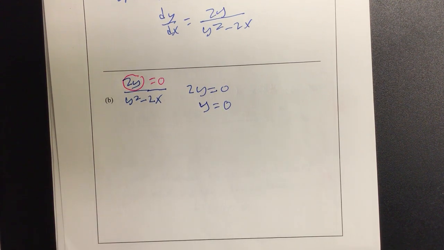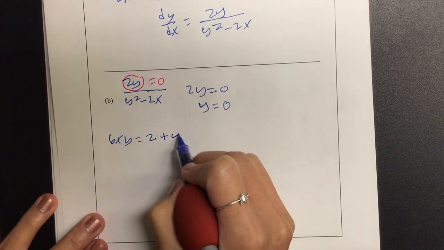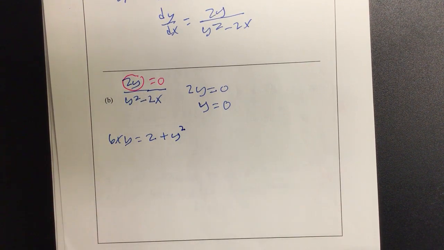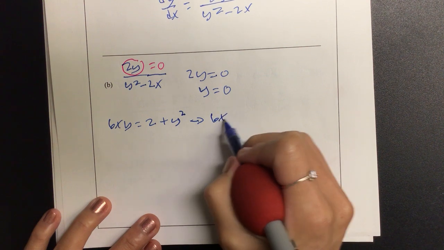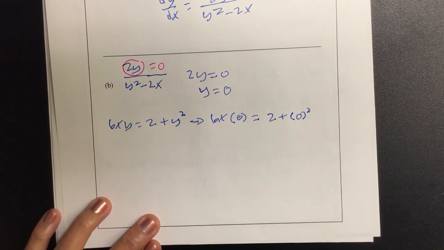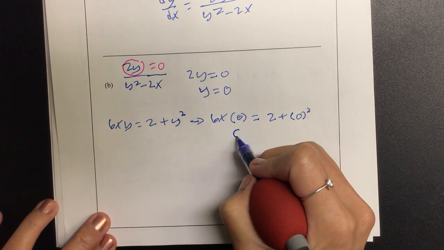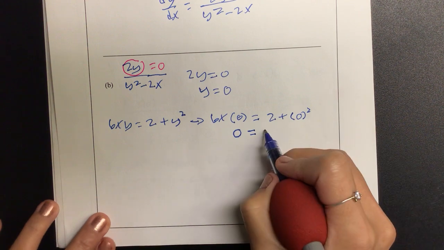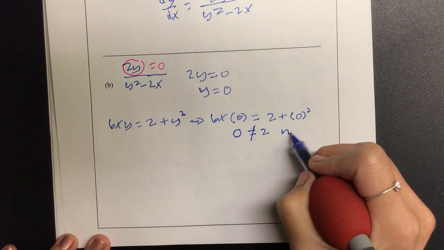And I want to plug that into the original equation. So on the original, I know I have the x, but something magical happens. Let's plug in the y value of 0. So we have 6x times 0 is equal to 2 plus 0 cubed. If I'm multiplying something by 0, do I care about what the x is? No. So my left side of 0 is equal to, my right side is what? 2. Is that ever possible? No. Never. So let's write never true.